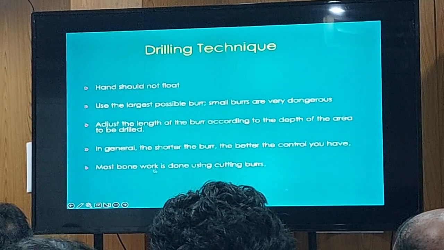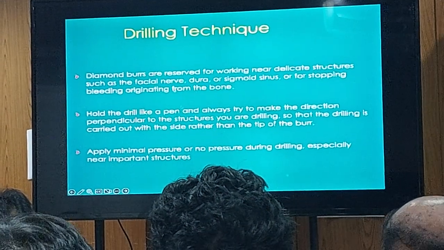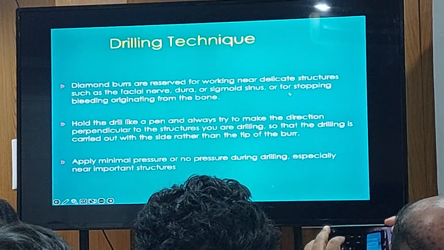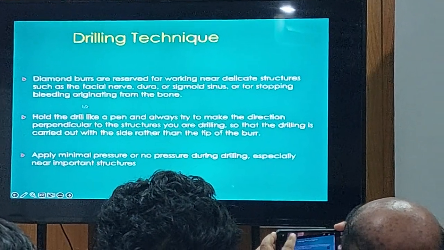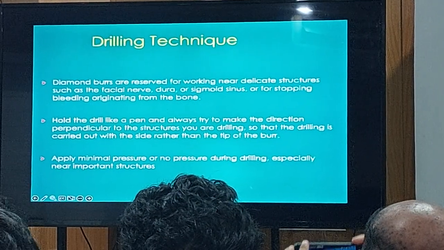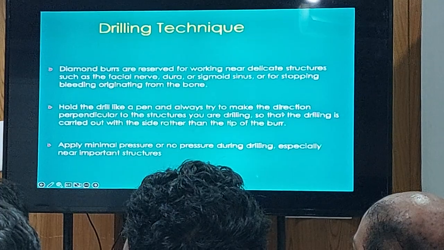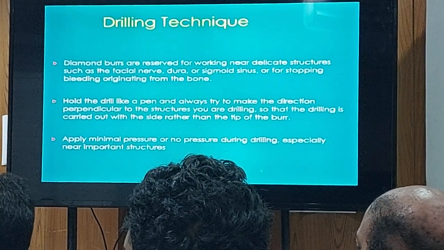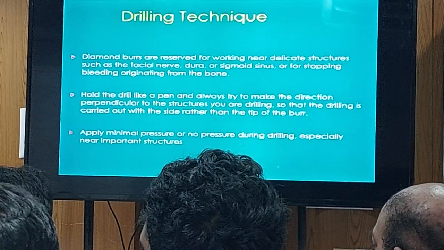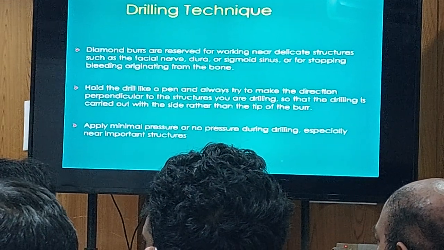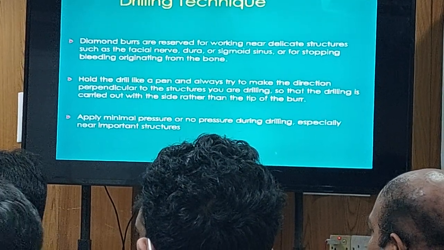Most bone work is done using the cutting bar, but diamonds are reserved for working near delicate structures such as the facial nerve, dura, and sigmoid sinus, and for stopping bleeding originating from the bone. Hold the drill like a pen and always try to make the direction perpendicular to the structures you are drilling, so that the drilling is carried out side to side rather than deep. The main concept: the drill should be used with the side of the bar, not the tip of the bar, so you will not traumatize the structures.